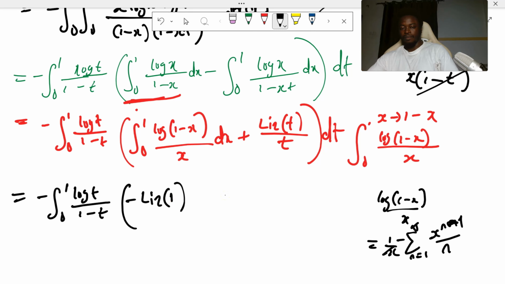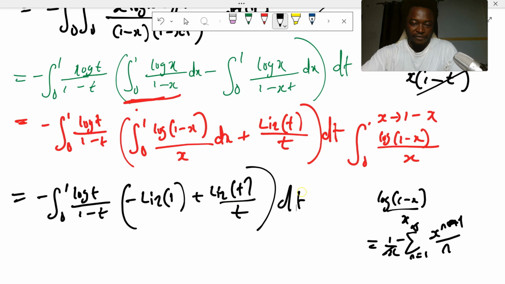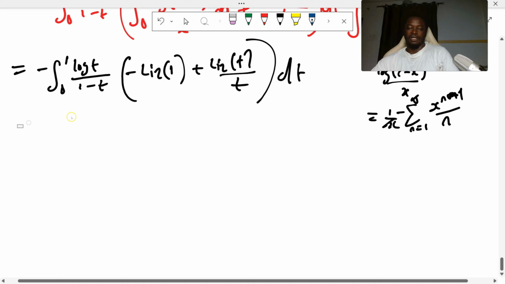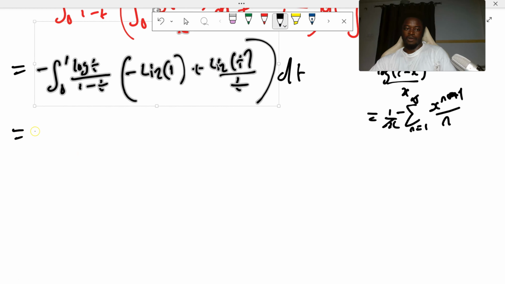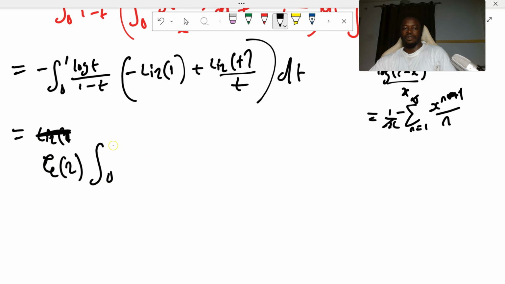And then this other one here is plus dilogarithm of t all divided by t dt. So on the first part, this will be equal to dilogarithm of 1, which is basically pi squared over 6. So you have zeta of 2 times the integral from 0 to 1 of log t all divided by 1 minus t.